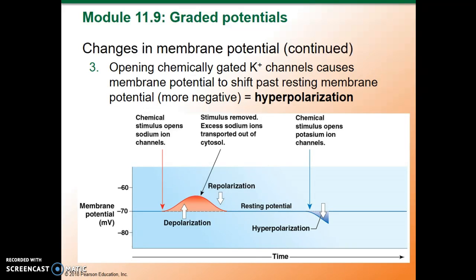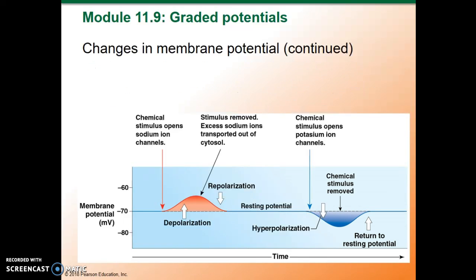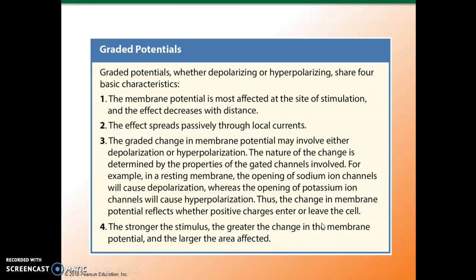On the other hand, if you have a potassium gated channel, the chemical stimulus opens the potassium ion channels, and potassium enters the cell, making the membrane potential more negative, or hyperpolarization. When the stimulus is removed, again, there is a return to normal.